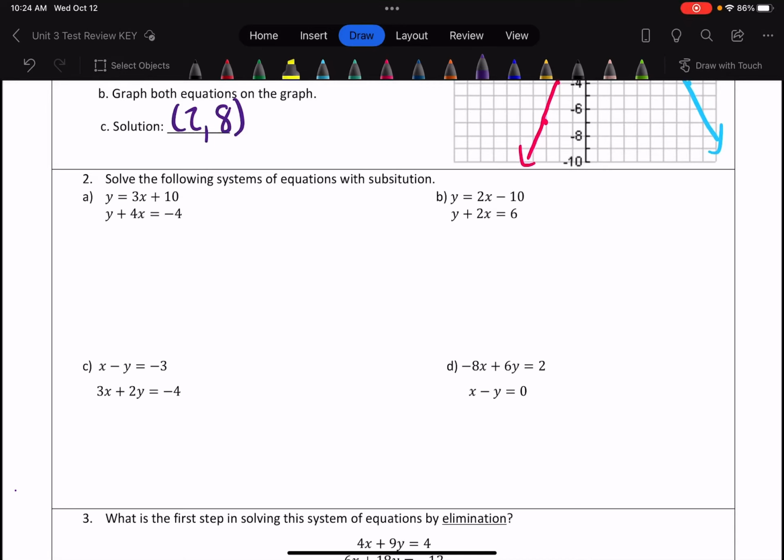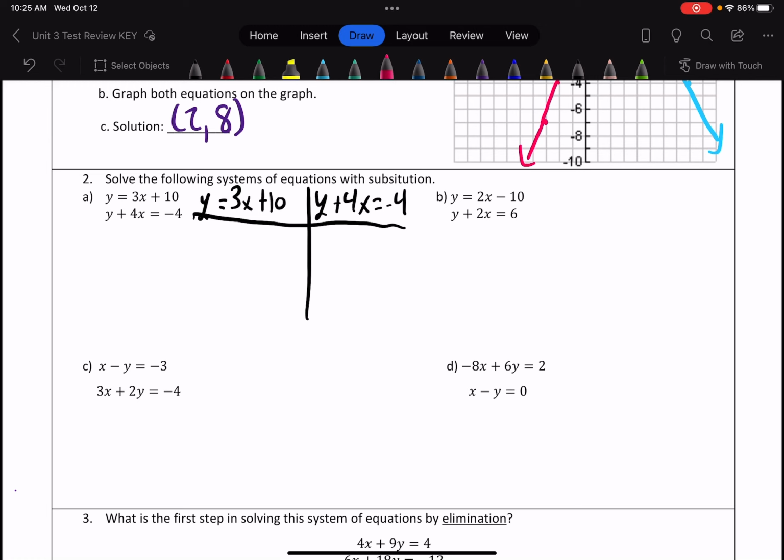All right, guys, now we're going to focus on solving a system of linear equations using substitution. So you will most likely see them where I've got two equations stacked on top of each other. And if it helps you out, go ahead and organize it into that t-table that we talked about throughout the class periods. So I've got y equals 3x plus 10, and y plus 4x is equal to negative 4.